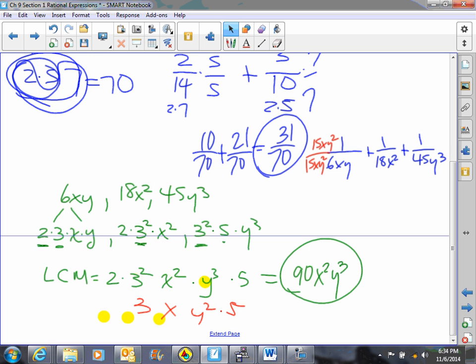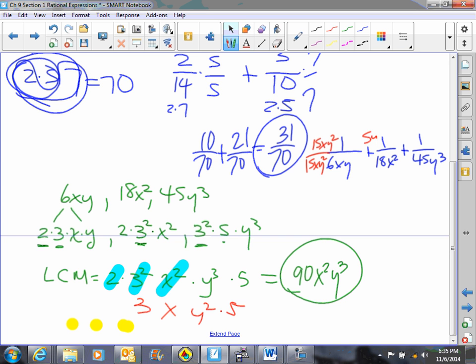Now, the second one, let's see, can I get rid of these? Yeah, there we go. The second one, we'll use this color. We have 18x squared, so that's both of the 3's and both of the x's and the 2. Now, that means we're still going to need 5y cubed. So the second fraction would be multiplied by 5y cubed over 5y cubed.